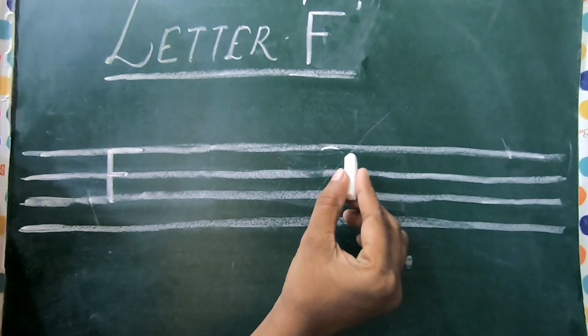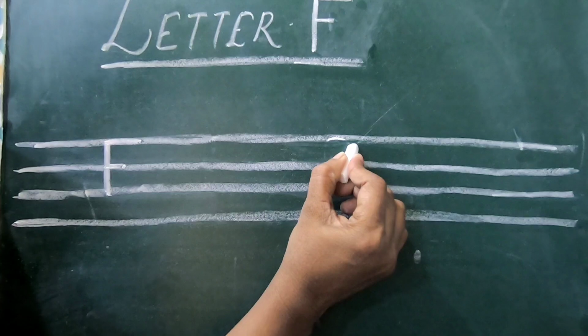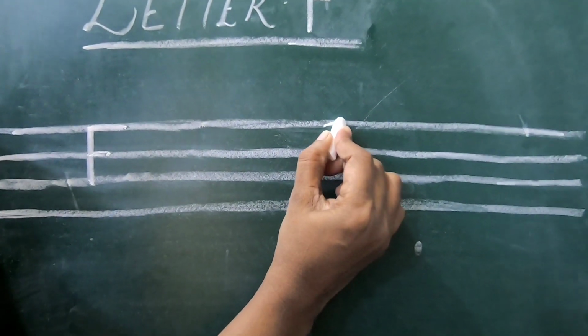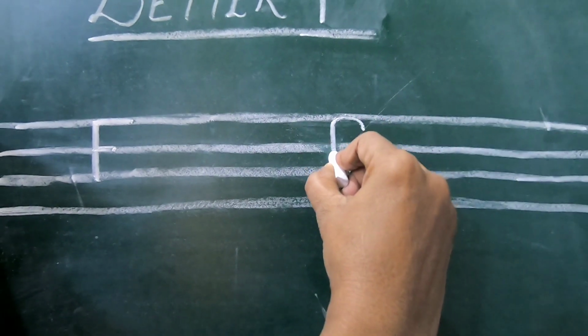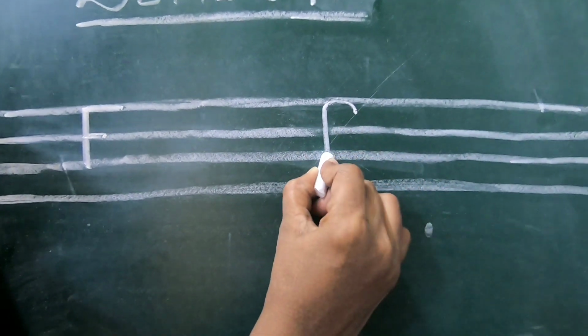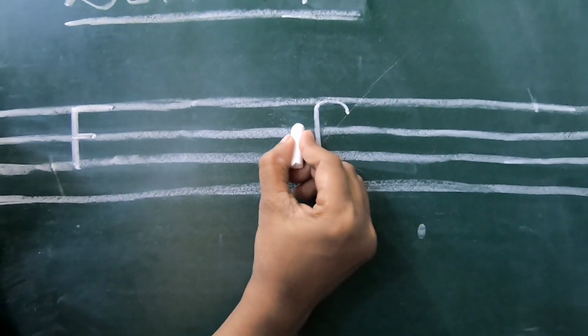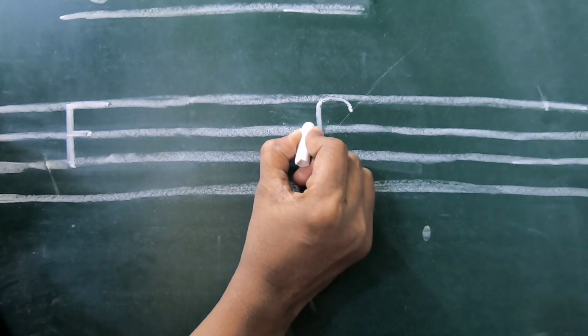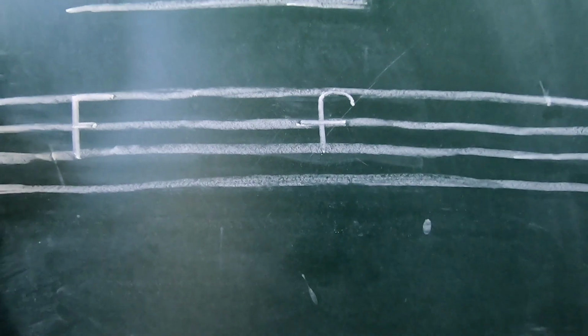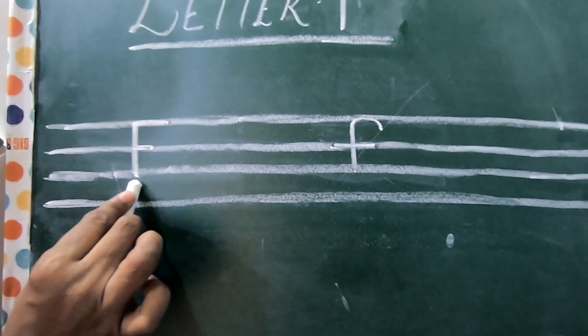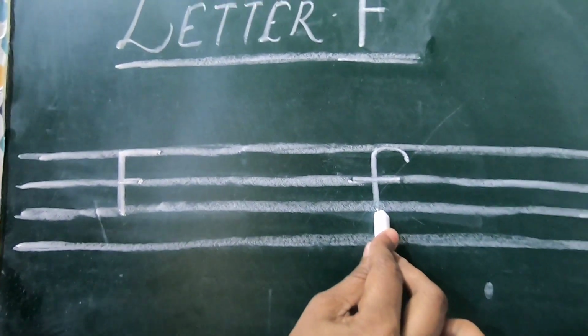So we will start small f. Here we will make a curve downward and then just make a standing line and stop at the baseline. Now make a slipping line at the baseline. This is small f. This one is capital F and this one is small f.